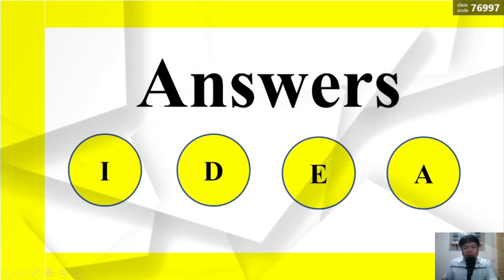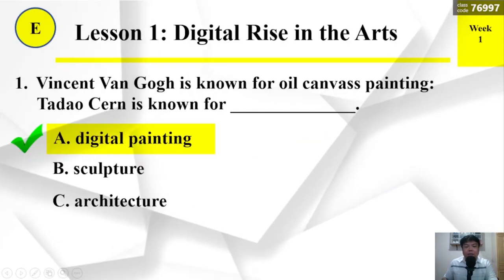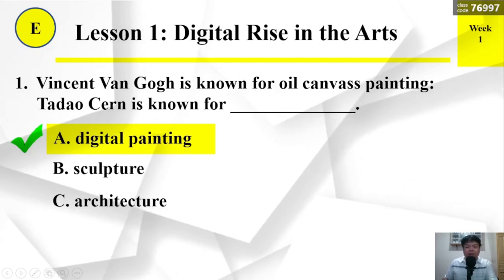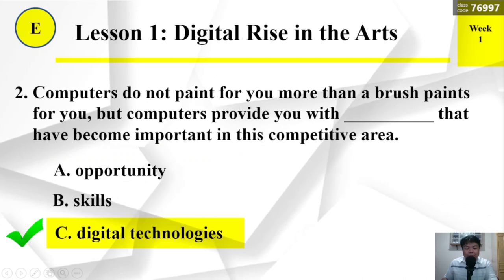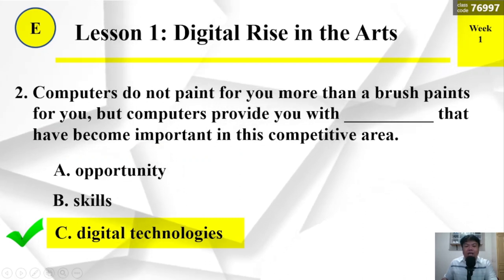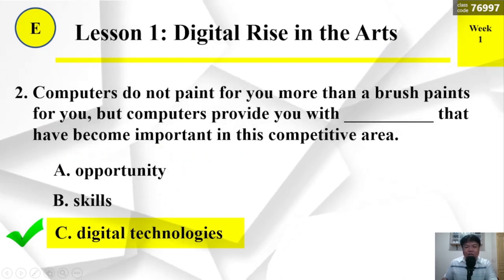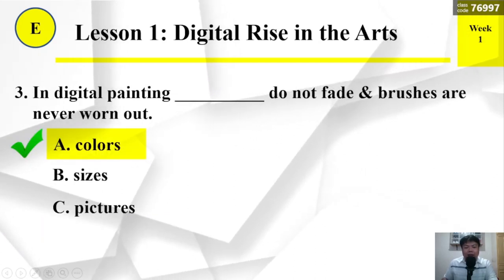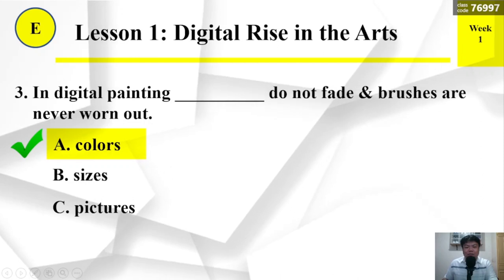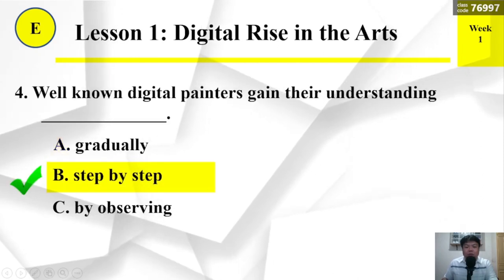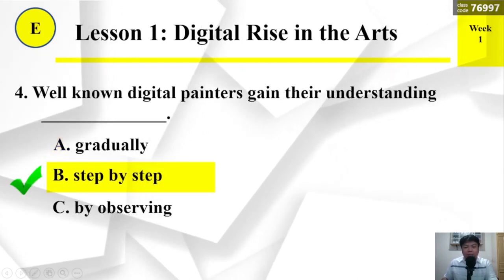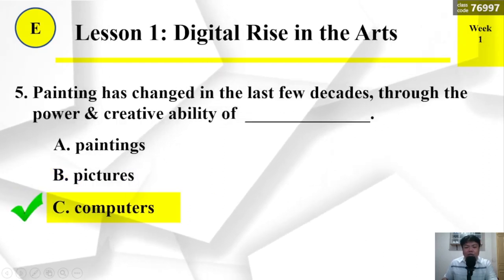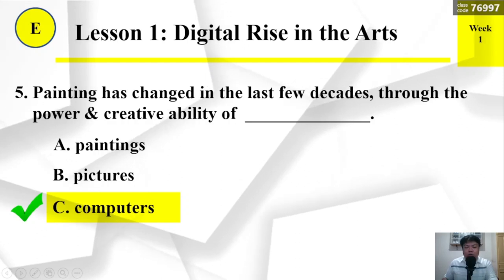Here are the answers. Number 1. A. Digital painting. Number 2. C. Digital technologies. Number 3. A. Colors. Number 4. Letter B. Step by step. And number 5, the answer is C, computers.